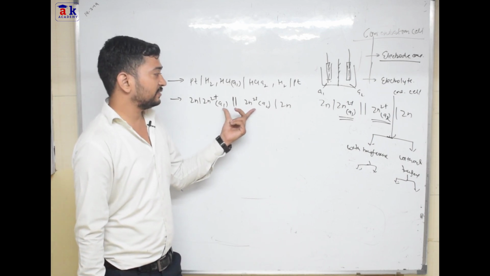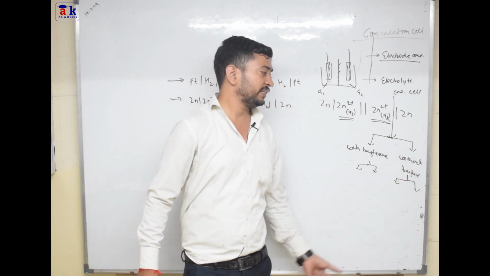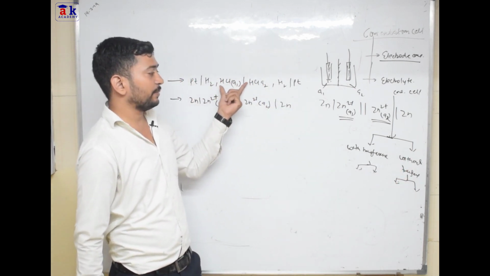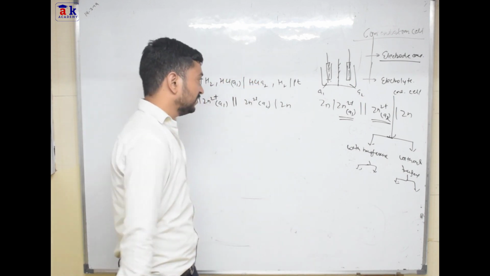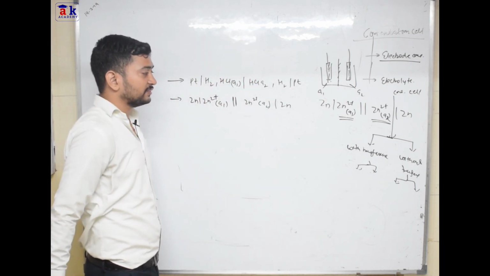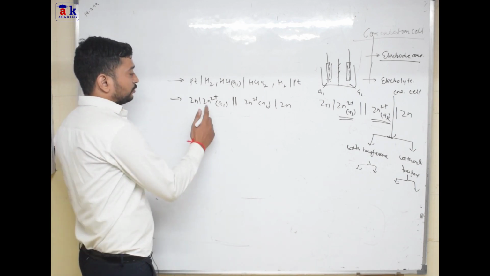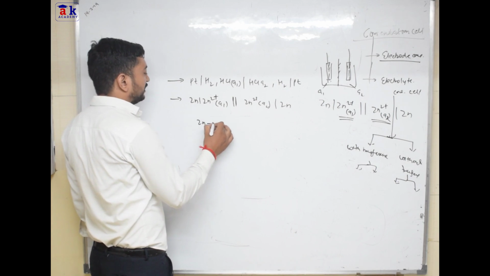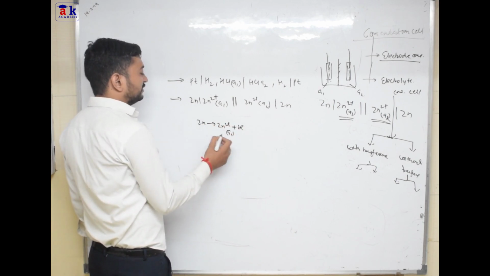So that's why these kinds of examples are without transference and these kinds of examples are with transference. And now we will derive the formula for both of these. Now let's consider the first one, that is without transference. If I am considering this one, on the left hand side the Zn will get converted into Zn2+ plus 2 electrons, and here the concentration is A1.